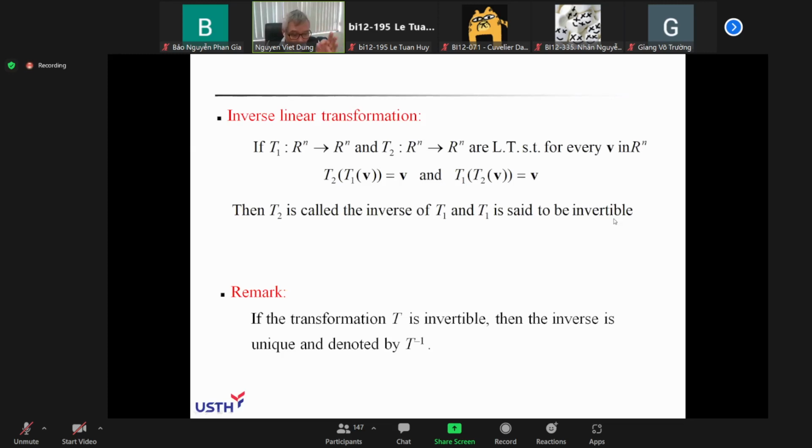If the transformation T is invertible, then the inverse, meaning the T2 satisfying that, is unique. We can find only one linear transformation T2 satisfying that. Then the inverse of T will be denoted by T to the power minus 1.